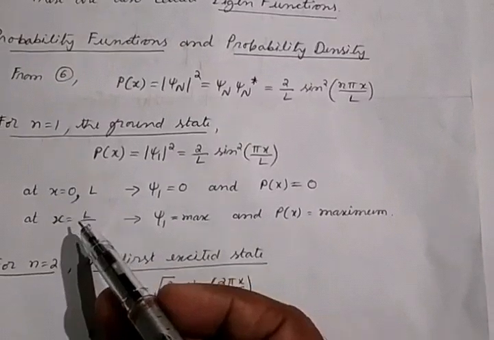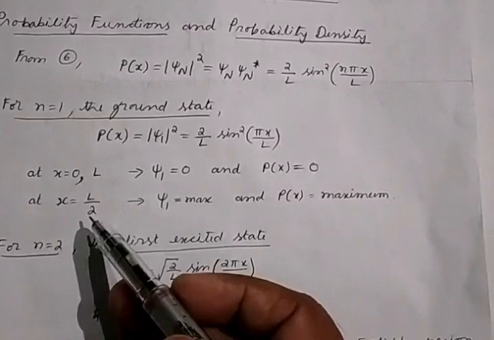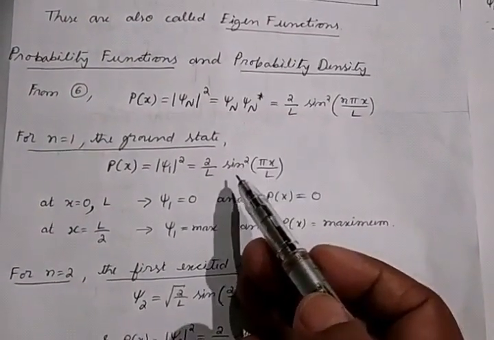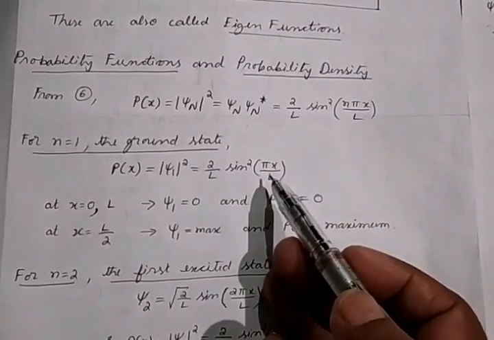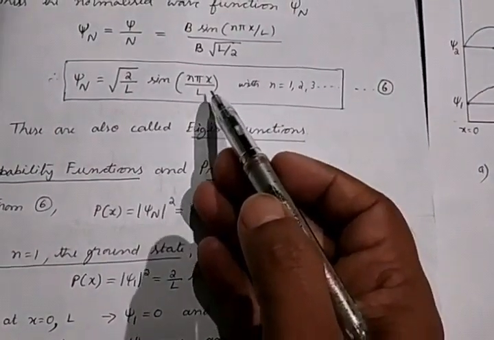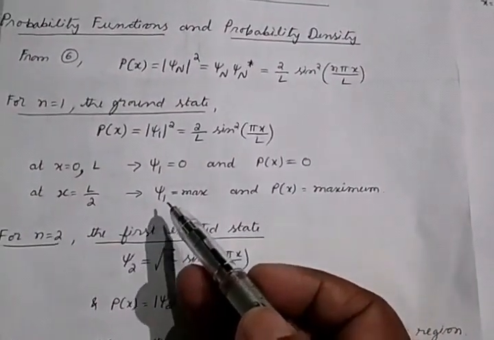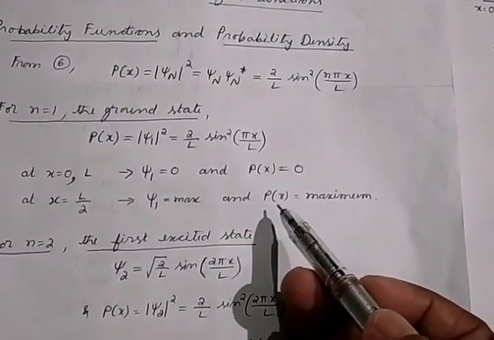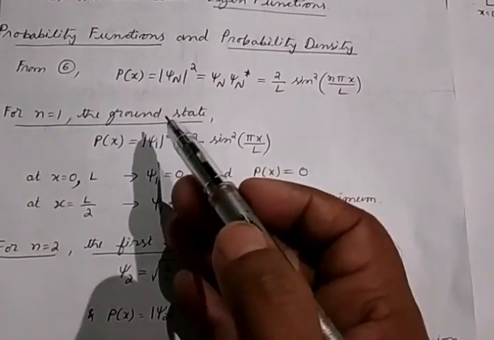Now let us see another point, say x is equal to L by 2. Put x is equal to L by 2 here, and we get sine square of pi by 2, and we know that sine pi by 2 is 1, which is the maximum value. The same is true for the wave function also. We get sine of pi by 2, which is maximum. So we see that the wave function psi 1 is maximum and the probability function p of x is also maximum for n is equal to 1, the ground state.